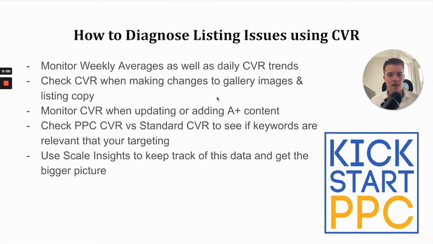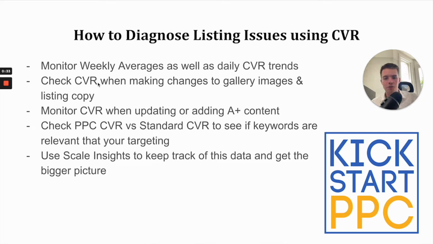So now, how to diagnose listing issues using conversion rate. First things first, monitor weekly averages as well as daily conversion rate trends. So you can look at this and see what's my conversion rate for the week. What are the conversion rates on particular days? Are you seeing a drop off on the weekends, certain weekdays? Find out all that information, see if there's anything that helps you figure out whether you should be running PPC at certain times of the day using a day parting rule. You need to see what days are doing better for your brand there.